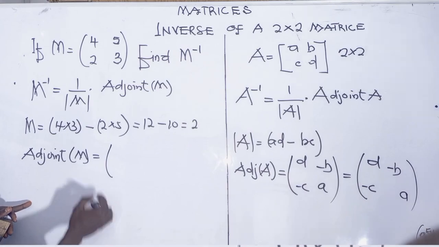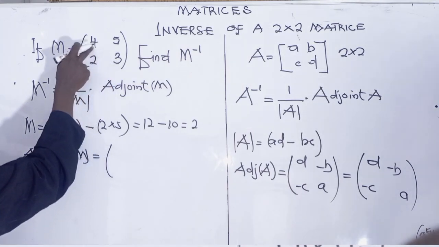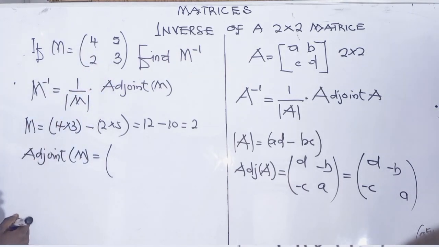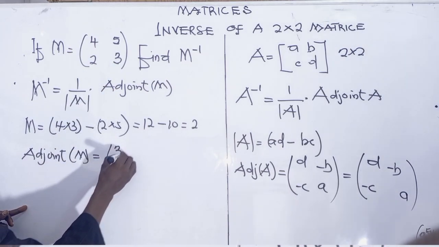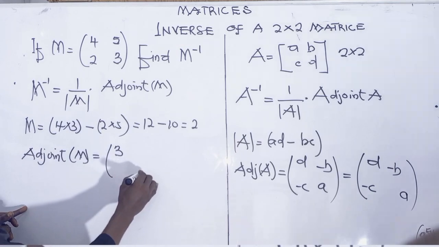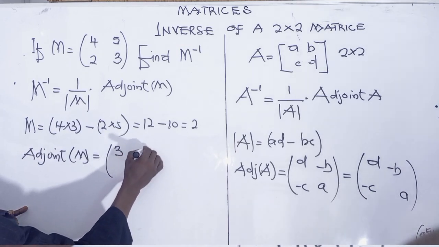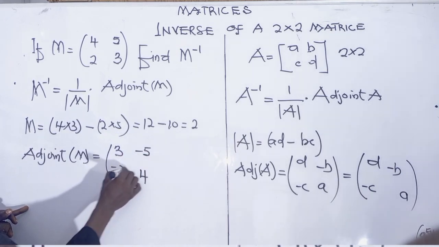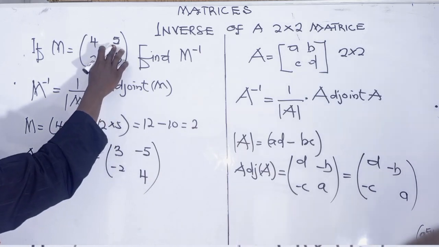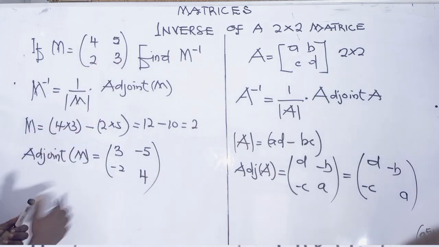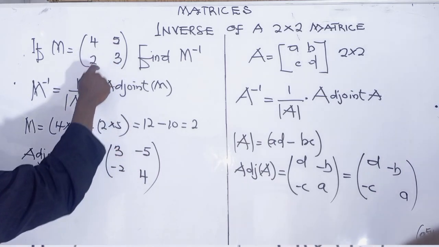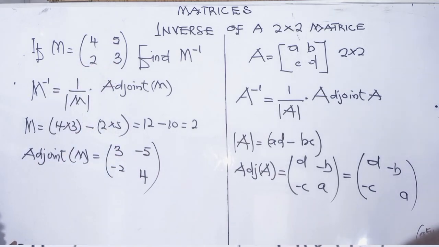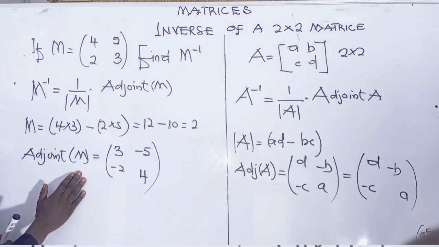So what we are going to do is to interchange the position of what? The first entry and then the last entry. So the 3 will come to the position of the 4, and then the 4 will come to the position of the 3. Then we negate the C and then the D. So we interchange the position of 4 and 3, and then we negate 5 and then 2. That's going to give us what? The adjoint of matrix M.